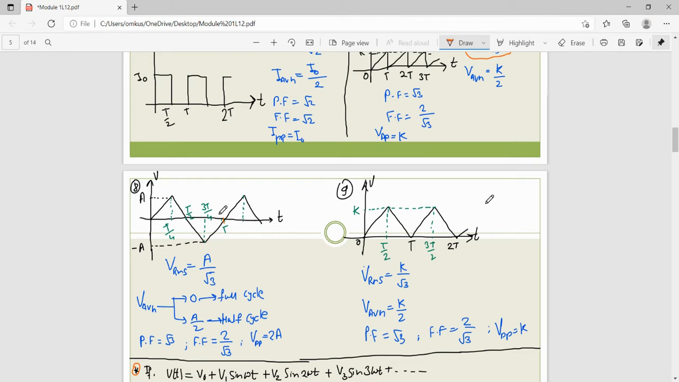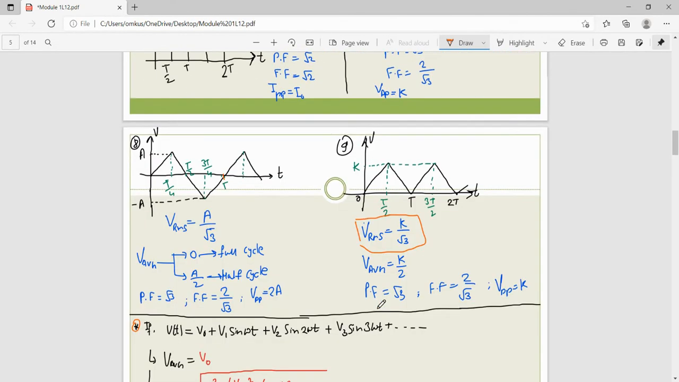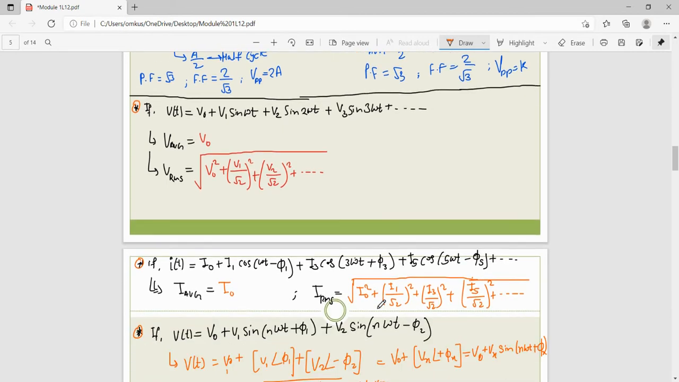Now this is the last signal. So you can also find this Vrms is equal to k by root 3 and V average is equal to k by 2. Now this is some standard signal. So I hope you noted this directly, the average and RMS value for these 9 waveforms. Now there are some questions in which a signal is given. So there are different kinds of questions I am framing here.